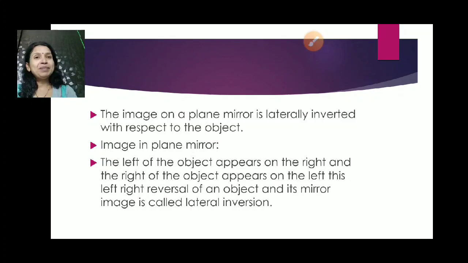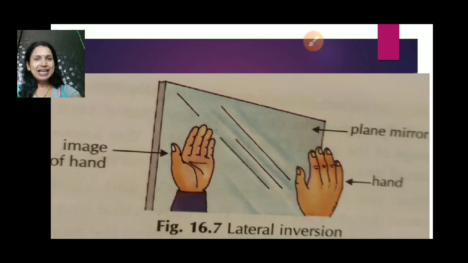In a plane mirror image, the left of the object appears on the right and the right of the object appears on the left. This left-right reversal of an object and its mirror image is called lateral inversion, which I just explained. You can see on your screen I have given the example. The hand is kept before this mirror and you can see that the right hand looks like the left hand. This is called lateral inversion.